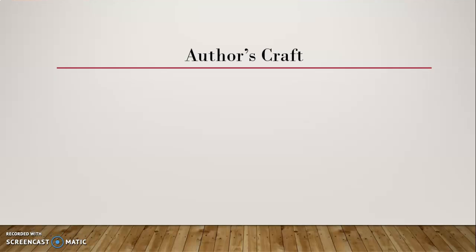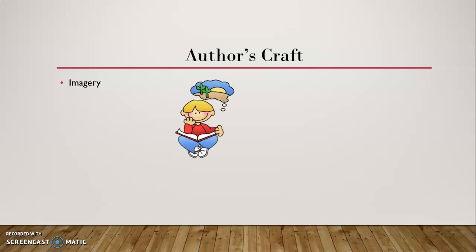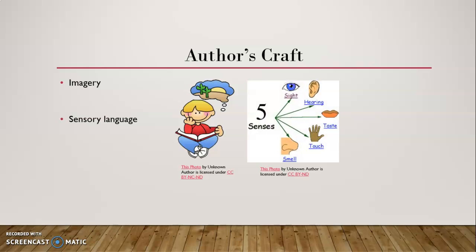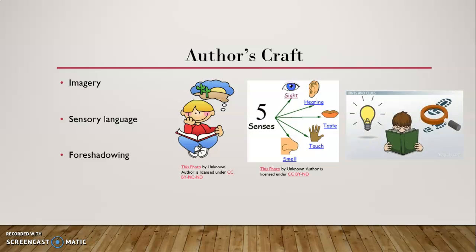When authors write fictional stories, they take a great deal of time thinking of specific words to help create imagery. Your job is to take these words and visualize a picture in your mind as you read. Authors also use sensory language in their stories to be descriptive. This helps support imagery. The last element authors often use in fictional stories is foreshadowing. Foreshadowing are clues within the text that give you hints on what will happen next.